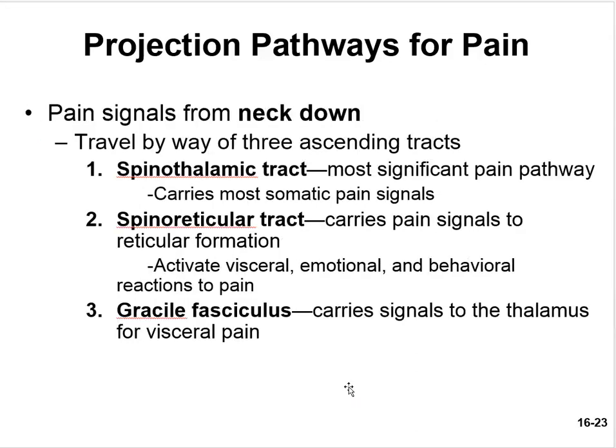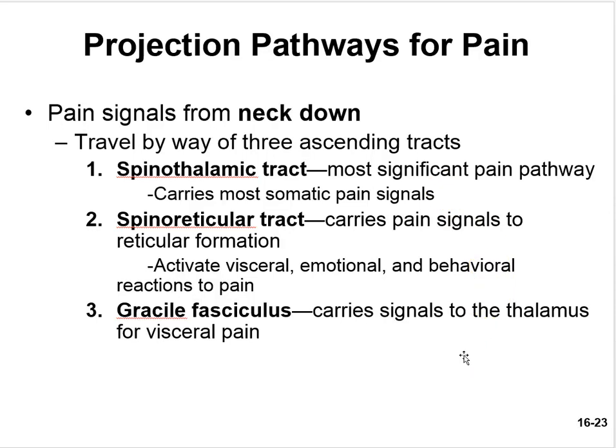Pain signals from the neck down travel by way of three ascending tracks. Number one is the spinothalamic tract. It's the most significant pain pathway and carries most of the somatic pain signals. Remember, somatic pain is from skin, muscles, and joints.